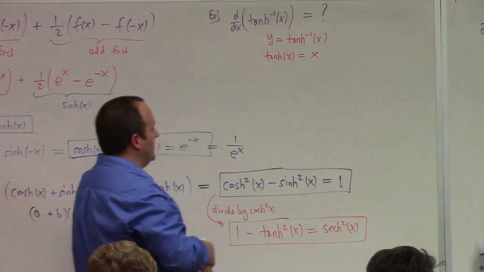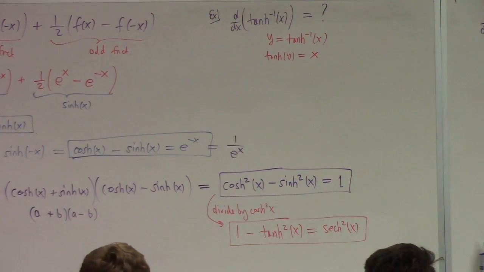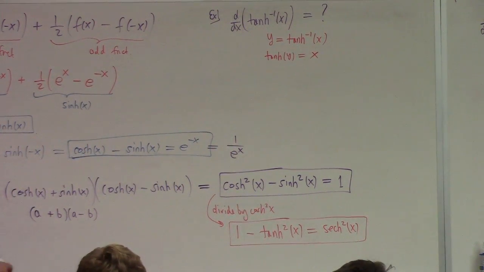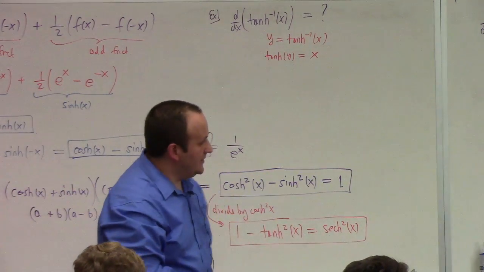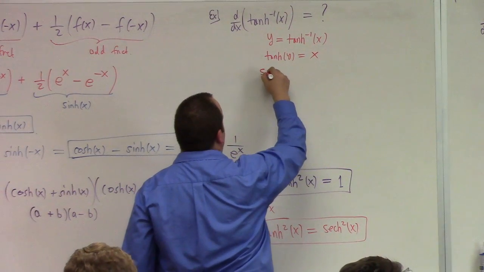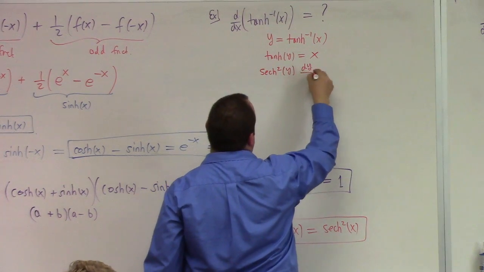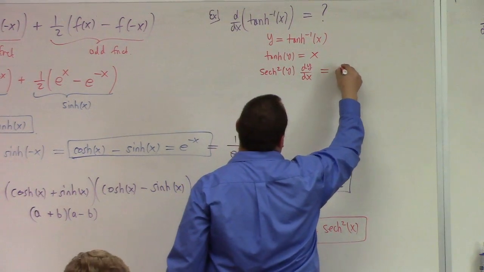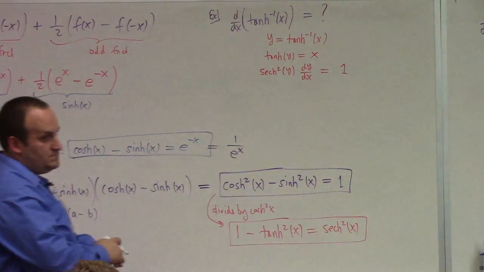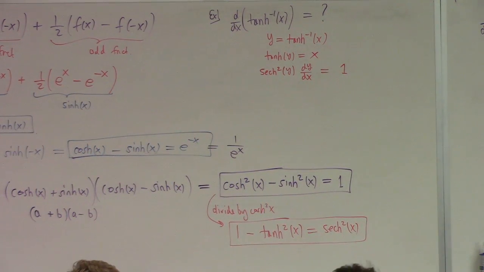So, differentiate, right? The derivative of hyperbolic tangent, we just learned. So, yeah, sech squared y dy dx, derivative of x, also known as 1, right? So solve for dy dx, what we got?